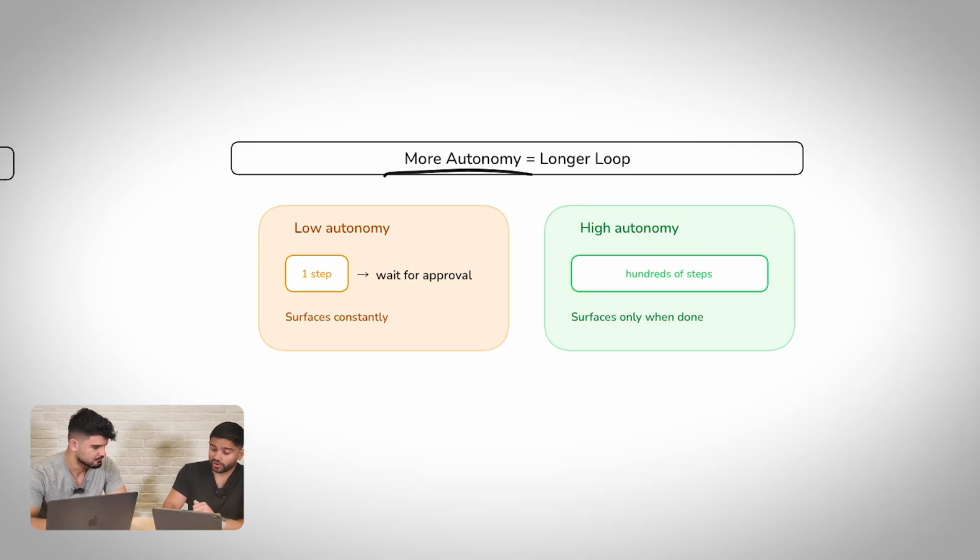Now, where the world is going and where AI is going is that there is more autonomy and the loops are larger and longer. When the stakes are high, we want to give them low autonomy work and a lot of approvals. And then when the stakes are low and there's a lot of volume, we want to give them a lot of autonomy to be able to do the work, right?